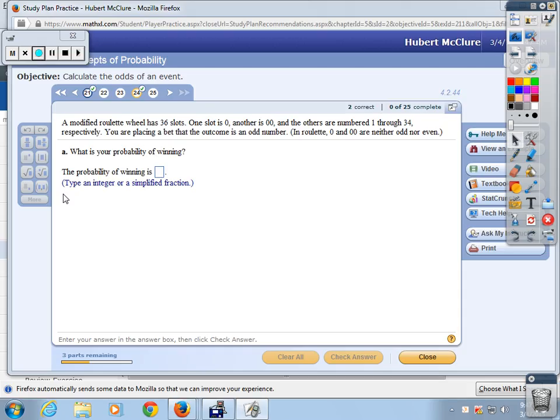The modified roulette wheel has 36 slots. One slot is 0, 0, and the other one is 0.